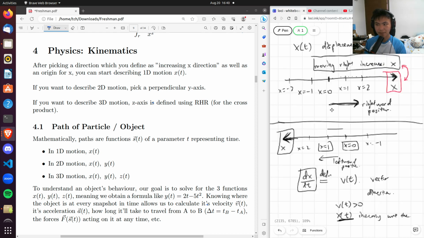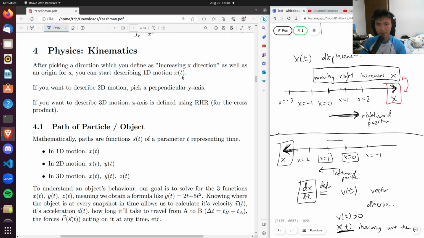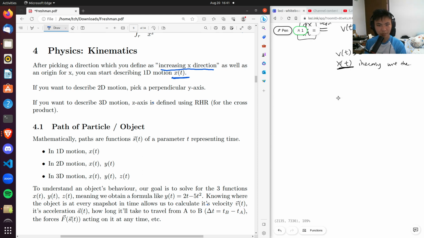So yeah, that's the importance of defining an increasing x direction. After I pick this increasing x direction, I can write the function x of t, and I can take the derivative, and I can start doing 1D motion. What if I want to do 2D motion? If I want to do 2D motion, then I need to not only pick a direction for x, I also need to pick a perpendicular direction for y.